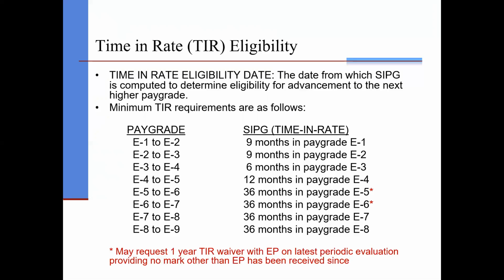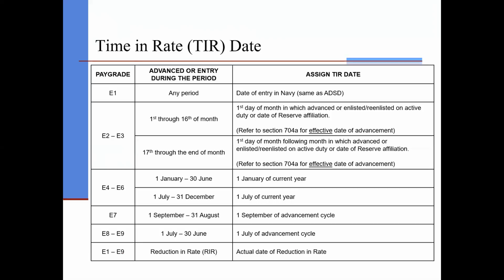Time in rate eligibility. Time in rate eligibility date is the date from which the SIPG is computed to determine eligibility for advancement to the next higher pay grade. Minimum TIR requirements are as follows. Please note, sailors may request a 1-year time in rate waiver with an EP on the latest periodic evaluation, providing no mark other than EP has been received since. Time in rate date. Pay grade E1 through E9, advancement or entry during which period, and assigned time in rate date.